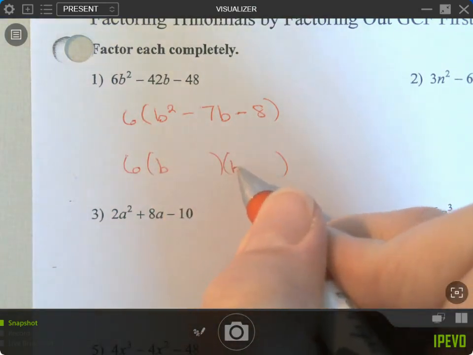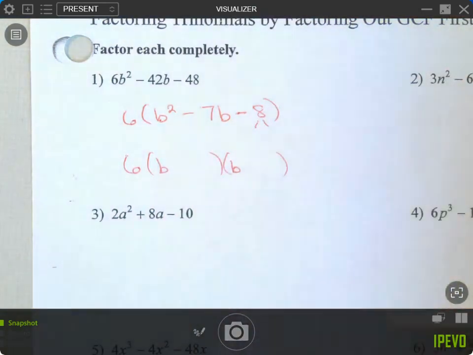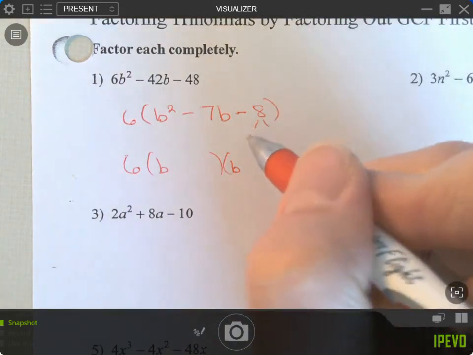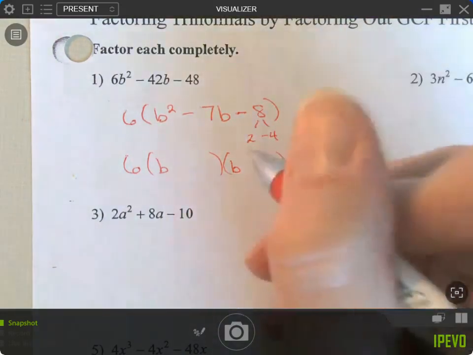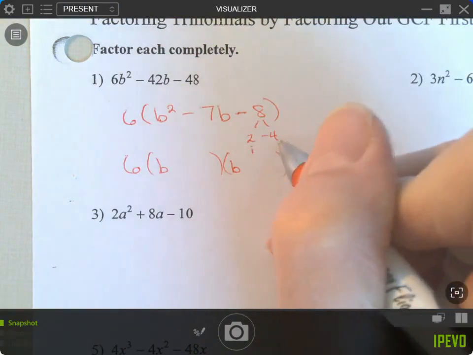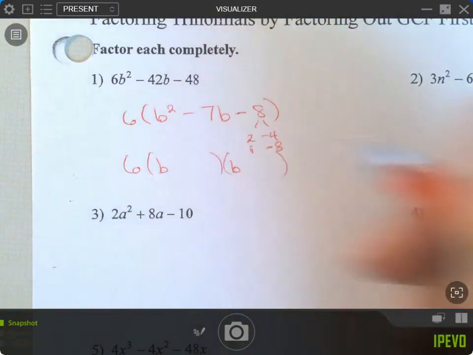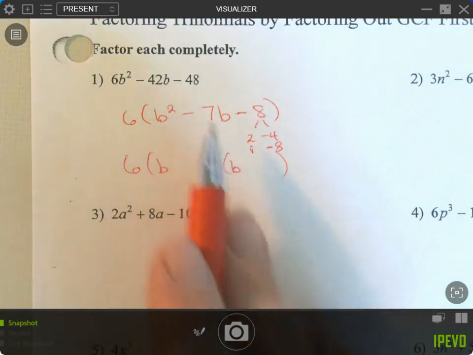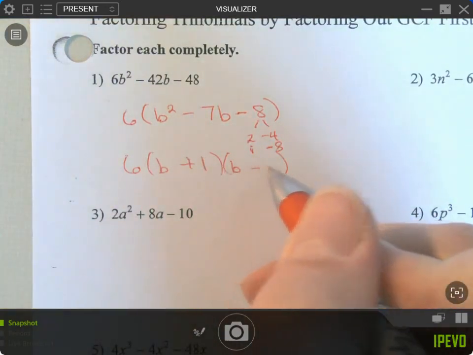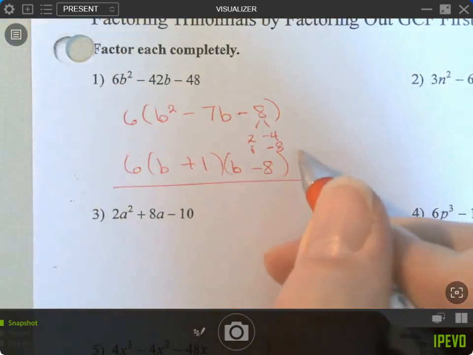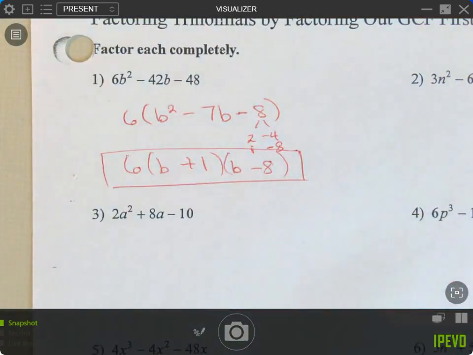First is B times B, and what am I doing with my negative 8? A lot of us want to jump to 2 and negative 4, but that doesn't work. What else gives me 8? Okay, I need a 1 and an 8, and you told me to make the 8 negative. So when my middle number is negative, the bigger should keep the negative sign. So plus 1 minus 8. There you go, factored. All right, pick another one off this sheet.